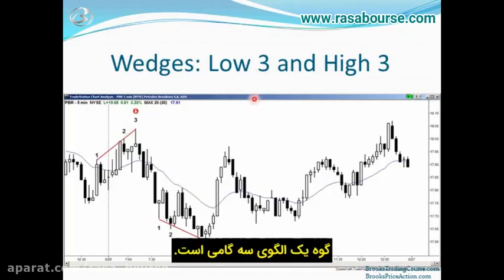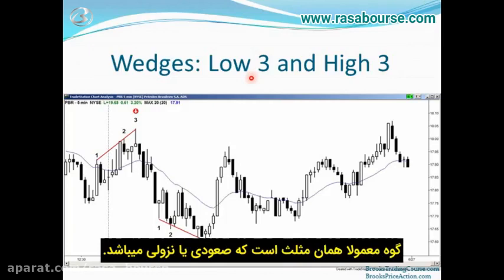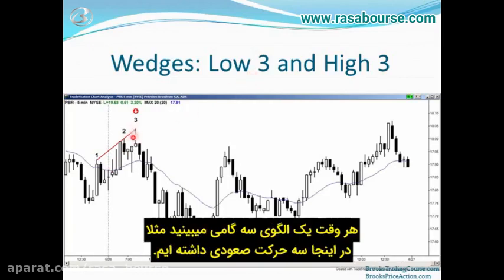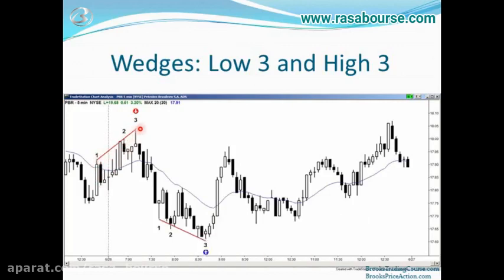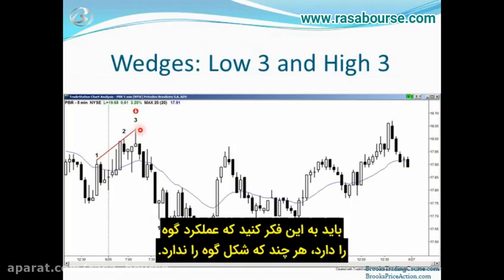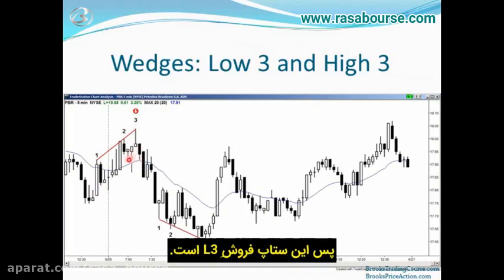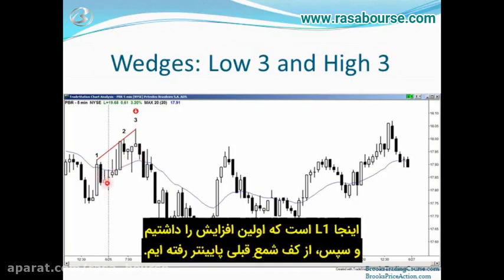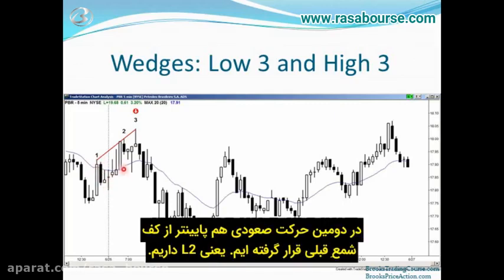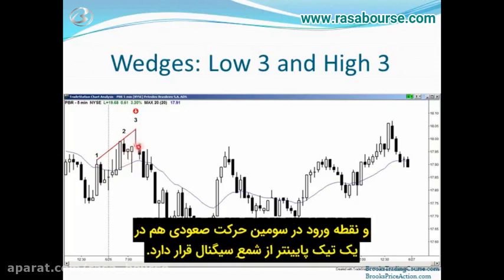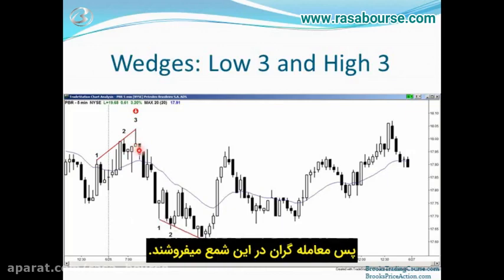Wedges are 3-legged moves. They're basically triangles that are angled up or down. Anytime you see a 3-push pattern, here we get 3 pushes up, bar 1, bar 2, bar 3, you always got to think about the possibility that it will function as a wedge even if it does not have a wedge shape. So this is a low 3 sell setup. Here's the low 1. Okay, first push up, we went below the low of the prior bar. Second push up, we went below the low of the prior bar, so a low 2. And a third push up, the entry is 1 tick below the low of the signal bar, so traders would go short on this bar.